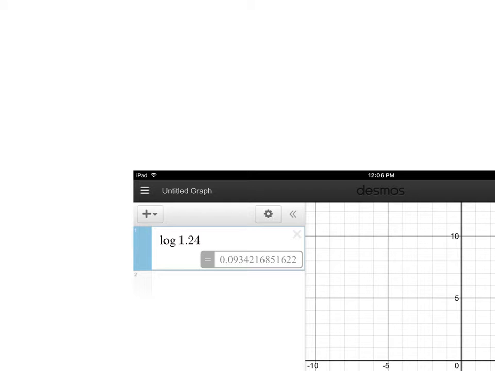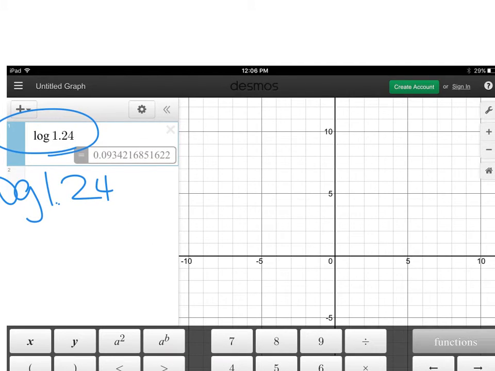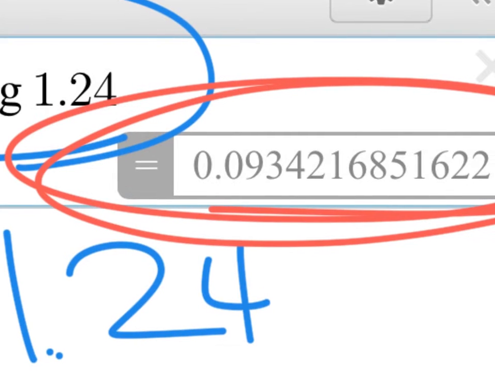If the number is 4 or lower, you round down. So again, typing this into the calculator is very simple. All we have to do is just type it in. Again, there's no y. Don't do y equals log of 1.24. If you did, you'd get a graph over here, and you don't want a graph. You just want the answer. So here is your answer, and it says round to 4 decimal places. So you chop it off at the 4th decimal place and you look next door.